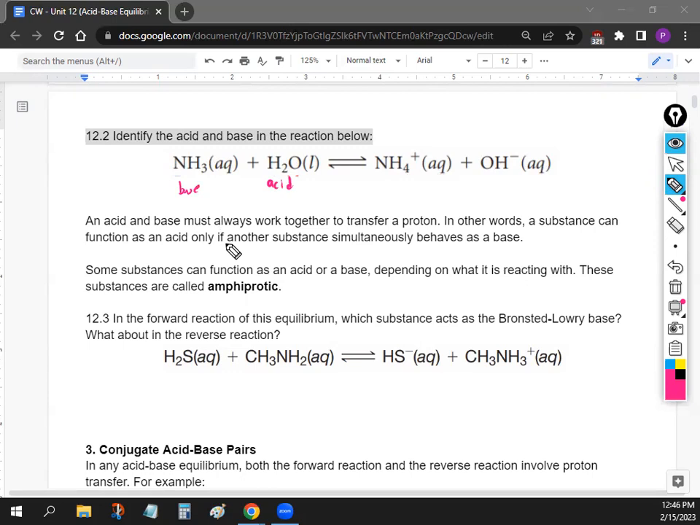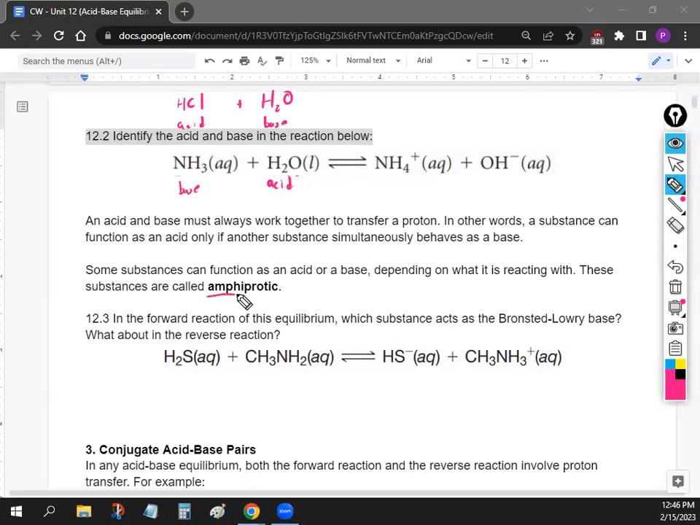We'll talk about what determines it in a sec, but you guys are getting way ahead of me. Yeah, so that's one thing I wanted to point out, because in one of the previous reactions we had HCl and H2O. And in that situation, HCl was an acid and water was the base, right? But we're actually going to talk about that right now.